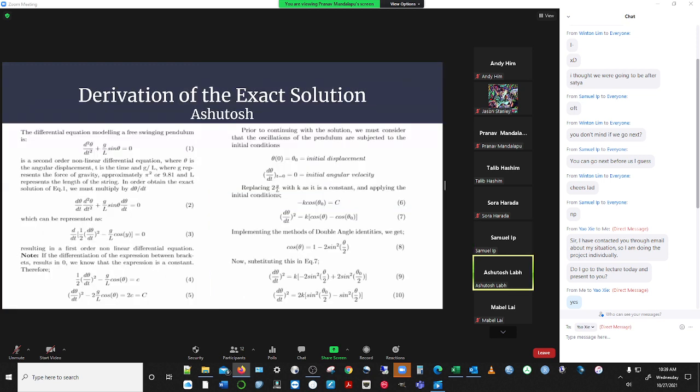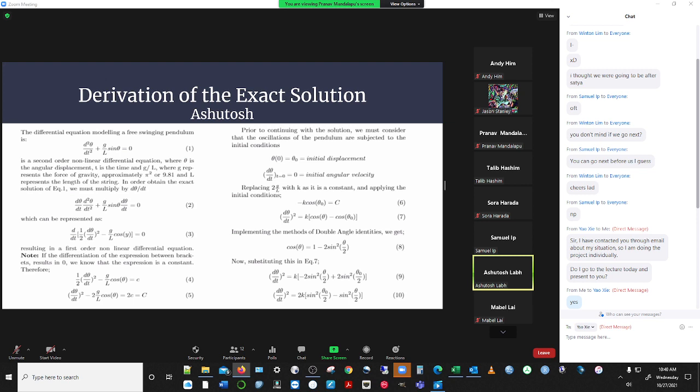So I'm Ashutosh, and I'll be going through the derivation of the exact solution. Here we have the differential equation modeling a free swinging pendulum. This is a second order nonlinear differential equation where theta is the angular displacement, t is the time, and g over L, where g represents the acceleration due to gravity, approximately 9.81, and L represents the length of the string. Our main aim is to eventually integrate this with respect to time using our initial conditions, which I'll describe later, so that we can find the exact solution for the period.